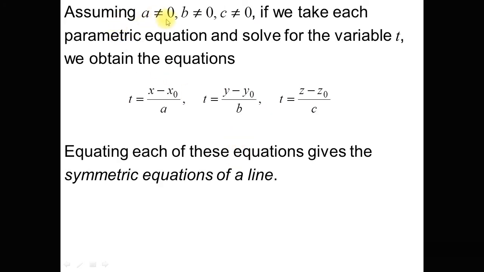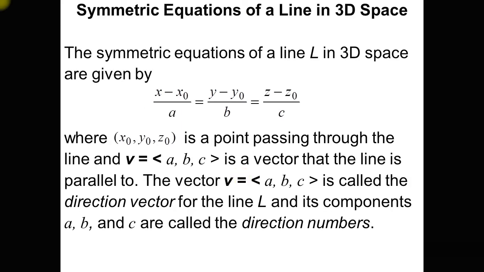Now, assuming a does not equal 0, b does not equal 0 and c does not equal 0, if we take each parametric equation and solve for the variable t, we obtain t = (x − x₀)/a, t = (y − y₀)/b and t = (z − z₀)/c. Equating each of these gives the symmetric equation of the line. You see over here the symmetric equation of a line in 3D space is given by (x − x₀)/a = (y − y₀)/b = (z − z₀)/c.